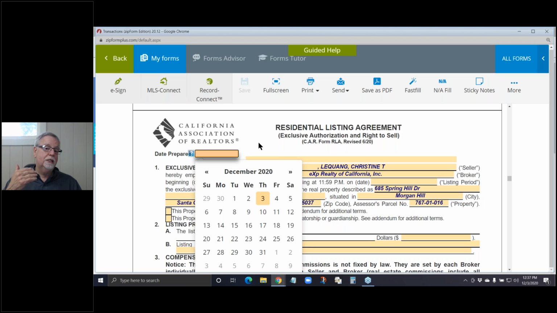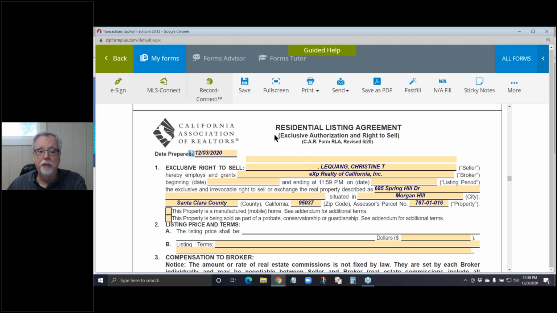So if I'm going tonight or even tomorrow to go see the seller or send it to the seller, I might prepare it today. And I know it bothers some agents that you prepared it one day and then it's signed another day and dated another day, but that's nothing to trip about. It doesn't really matter. We just put in today's date, or if it's going to be a couple of days, put in tomorrow's date. The reason for that is that date, and this is also true on the purchase agreement, identifies this residential listing agreement. It identifies it as the one dated 12/03/2020.